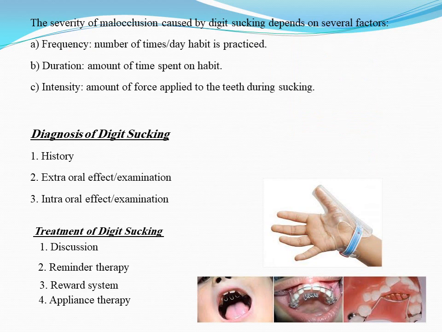The severity of malocclusion caused by digit sucking habit depends on several factors. Number one, frequency. It means the number of times per day the habit is practiced. Number two, the duration is the amount of time spent on the habit. Number three, intensity is the amount of force applied to the teeth during sucking. How can we diagnose digit sucking? This depends on the history, extraoral examination, and intraoral examination.